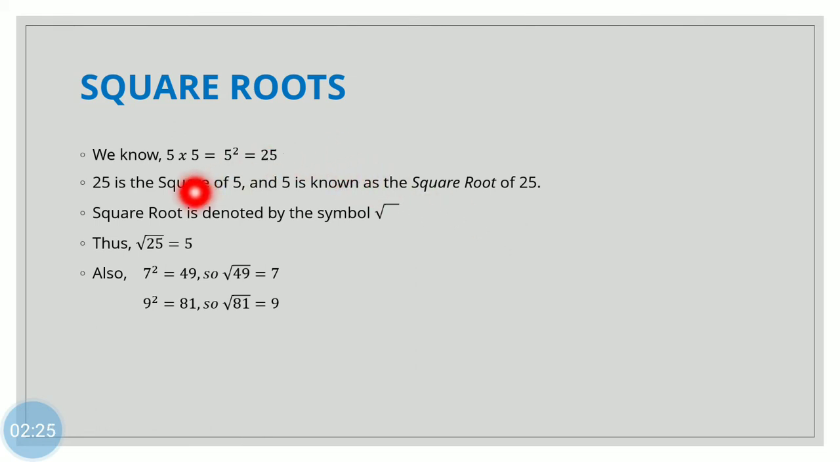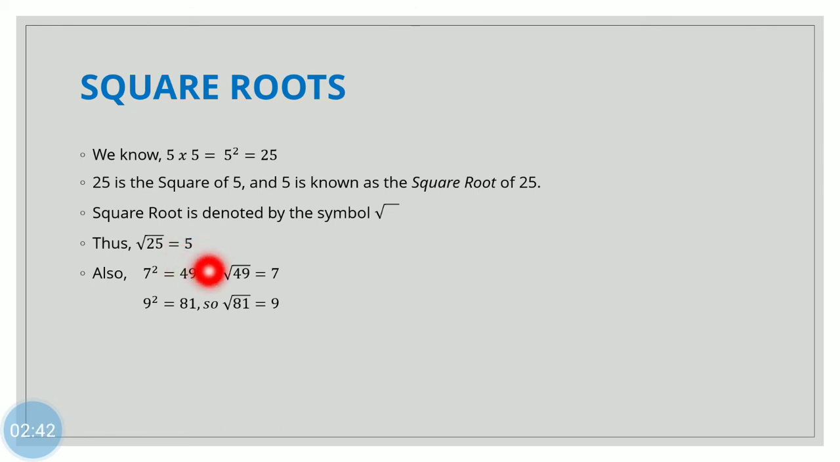Square root. We know 5 into 5 is 25. That is equal to 5 squared. 25 is the square of 5 and 5 is known as the square root of 25. Square root is denoted by this symbol, √. Thus, root of 25 equals 5.